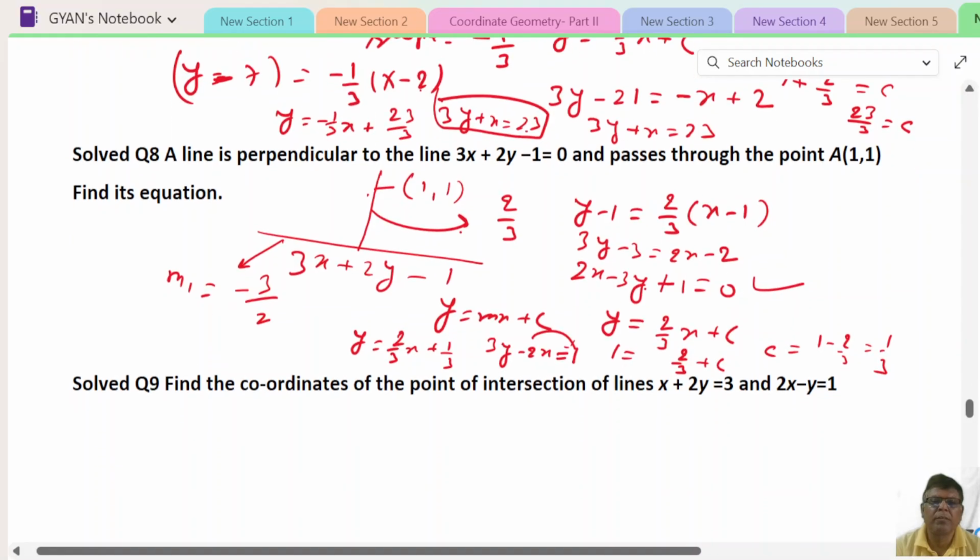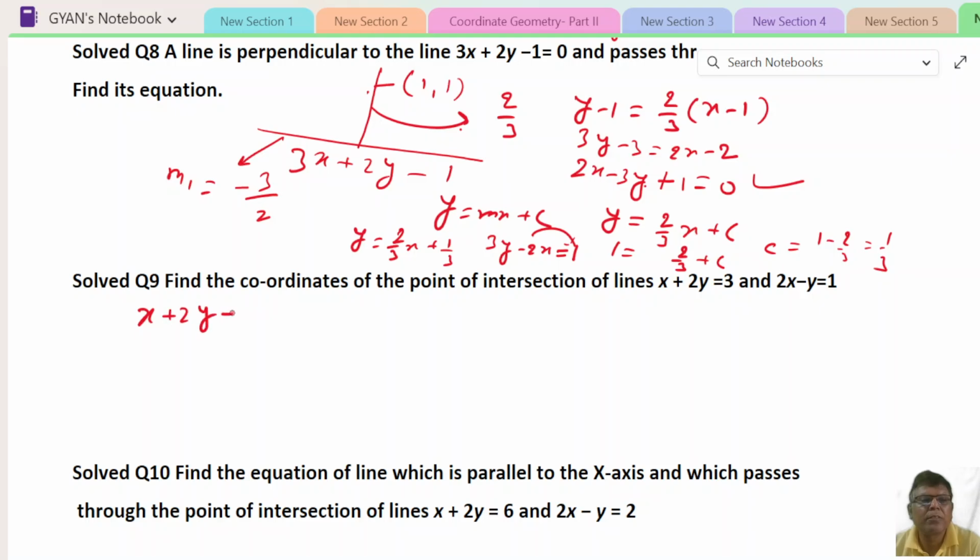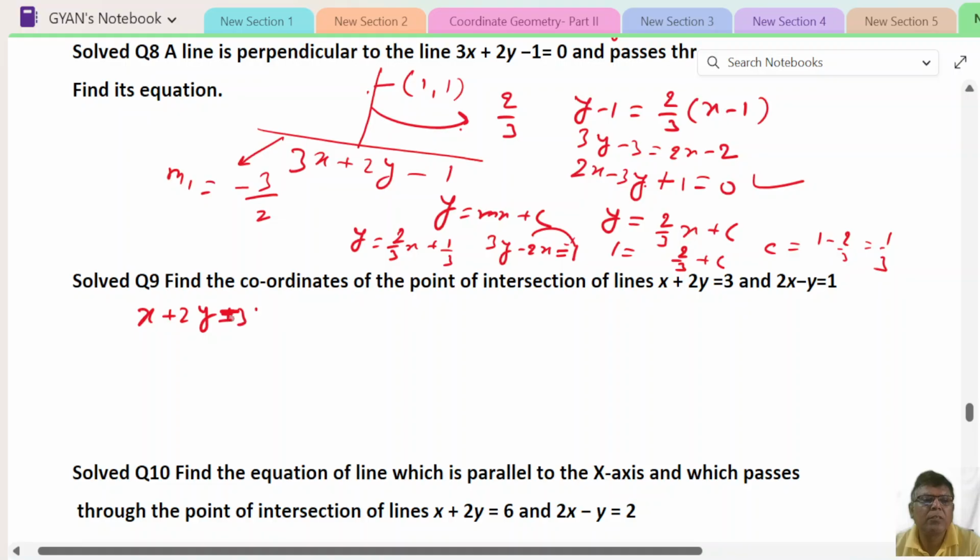Now come to the next question. Find the coordinates of the point of intersection of x plus 2y is equal to 3 and 2x minus y is equal to 1. For the point of intersection, you just have to solve simultaneously. So multiply this by 2: 4x minus 2y is equal to 2. So this gets cancelled, and 5x is equal to 5. So x is equal to 1.